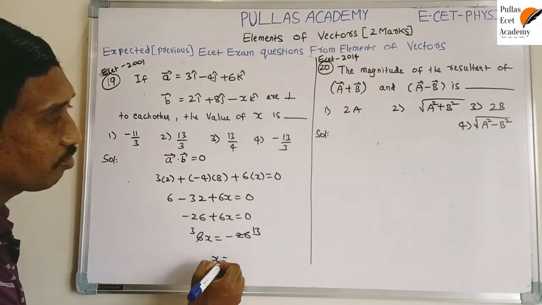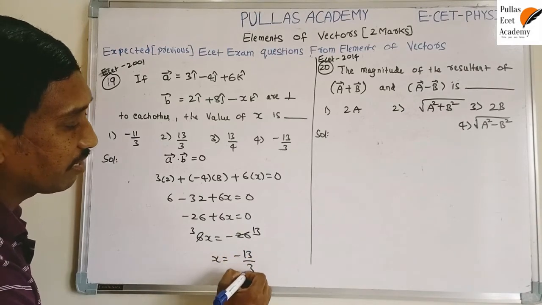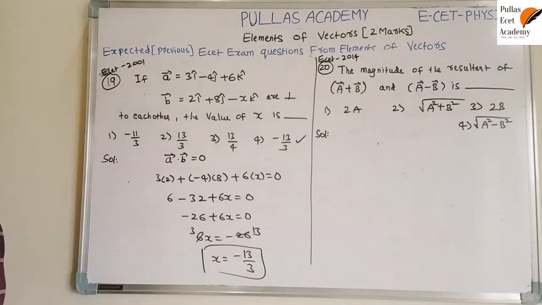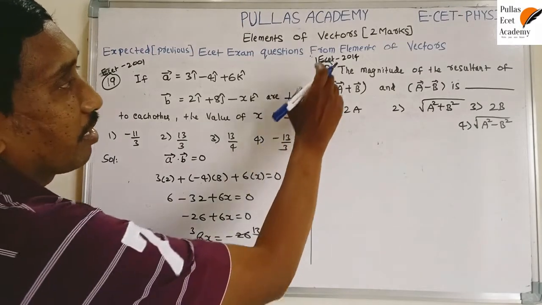That means x is equal to what? Minus 13 by 3 is the answer. This fourth option is the correct answer. Okay, alright. The next question.